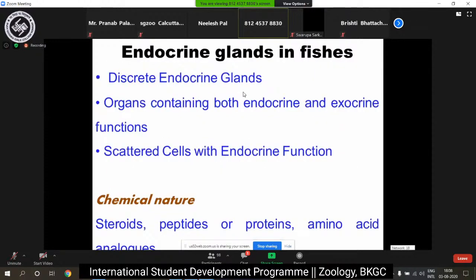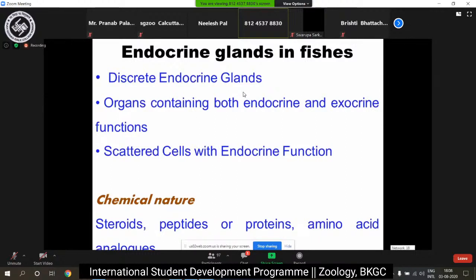As I have told you, I will try to integrate fisheries with endocrinology. I'm now coming to the part on fisheries. Fishes, being vertebrates, of course do have endocrine glands. But the endocrine glands in fishes are more or less the same as those of mammals, if we consider humans.